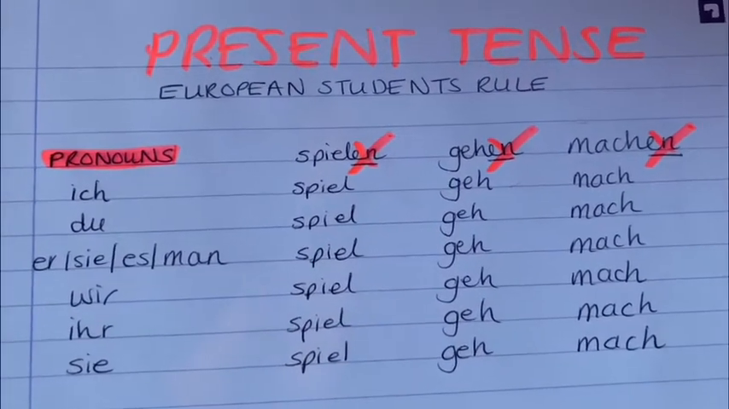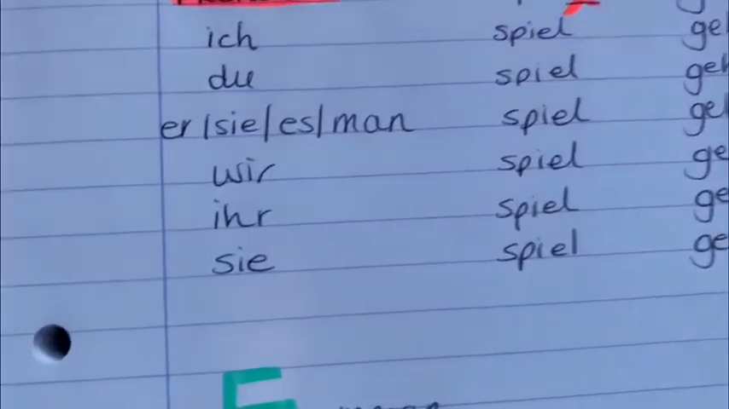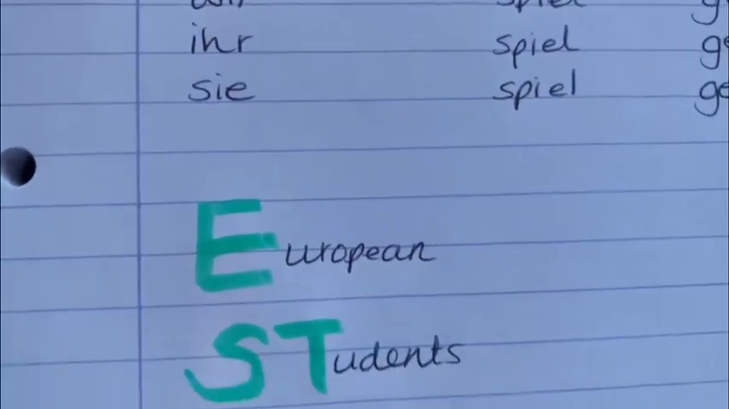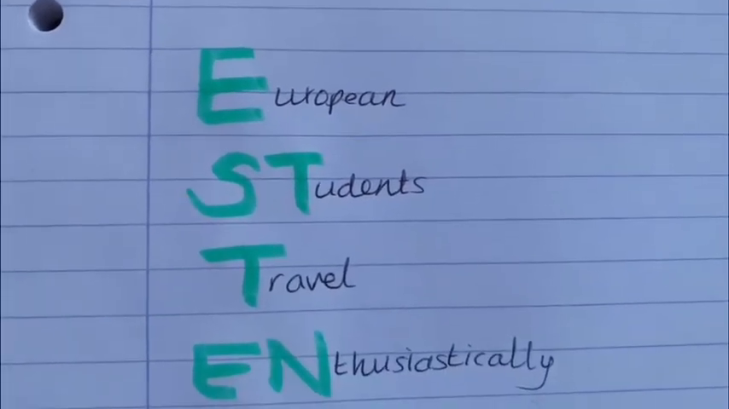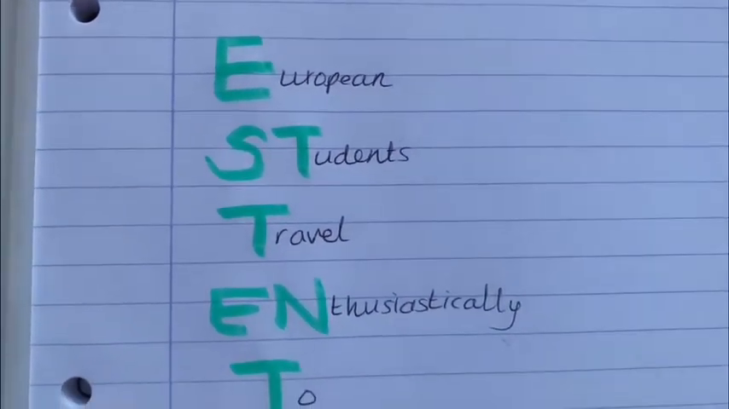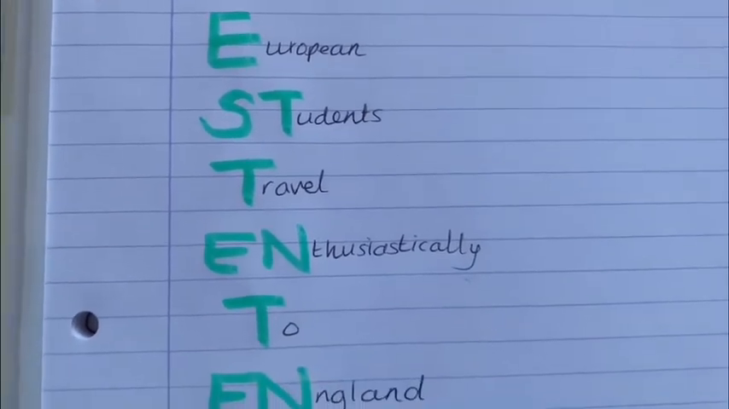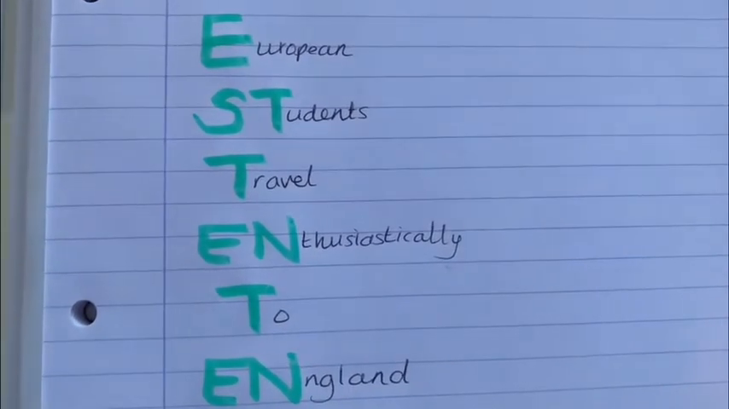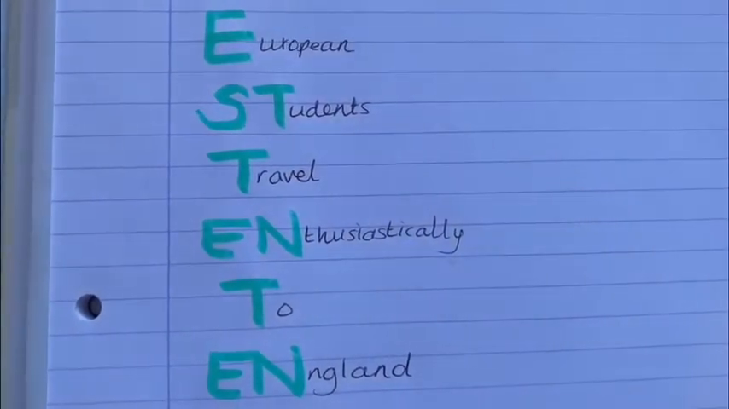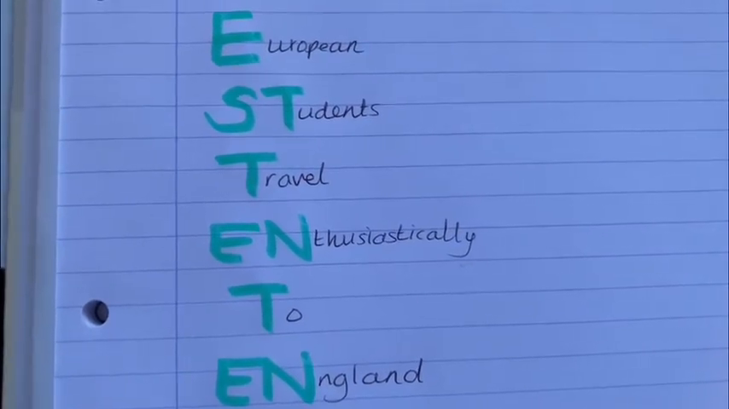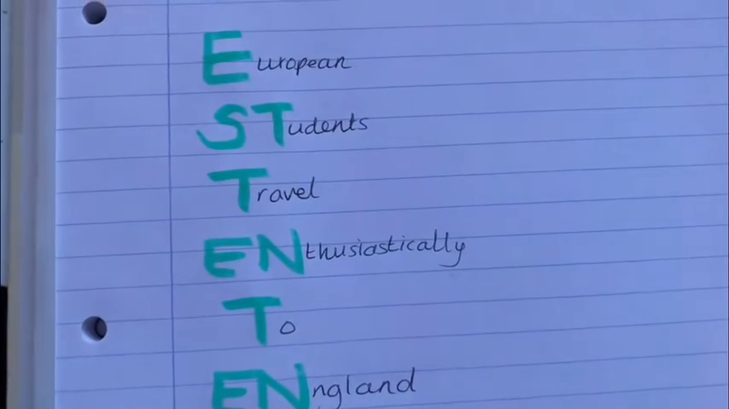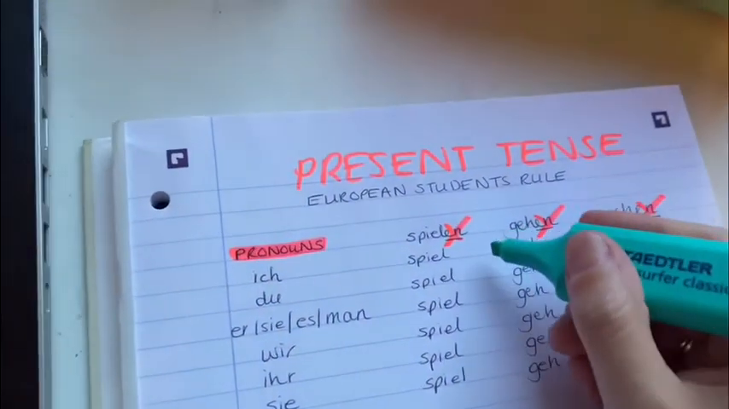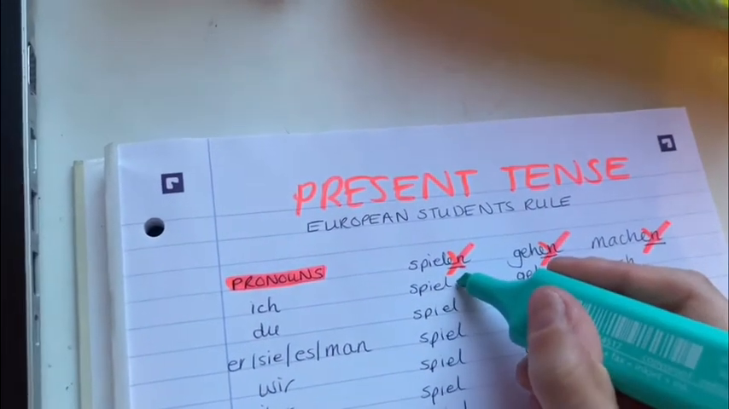Now remember your European students rule goes like this. European students travel enthusiastically to England. And it's the letters there in green that you need to add onto your verb endings in that order. So we add those endings onto here.